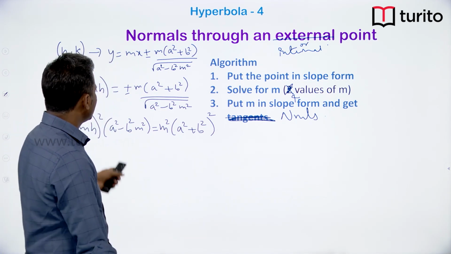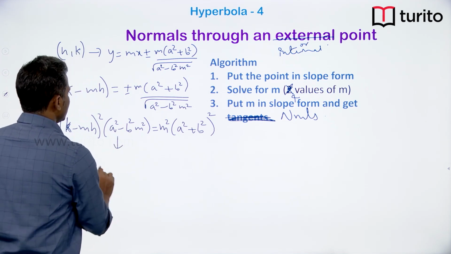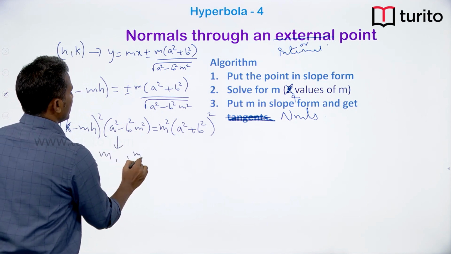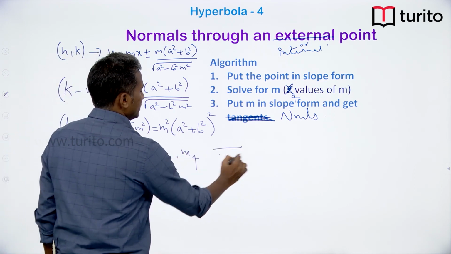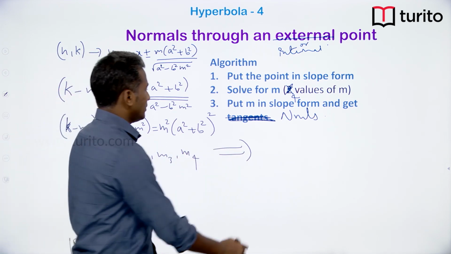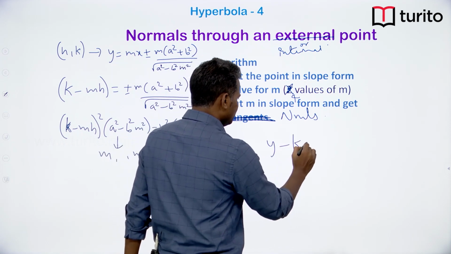After we get the slopes here, let us say the slopes are m1, m2, m3, m4, then to get the equation of the normal, we better use this form.